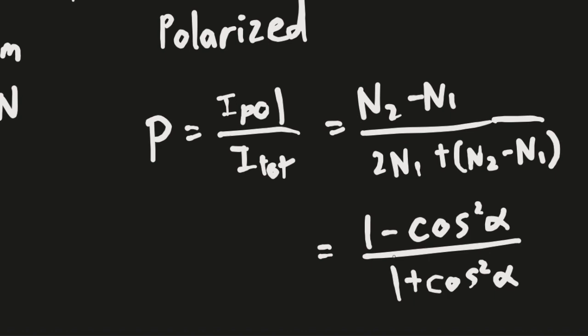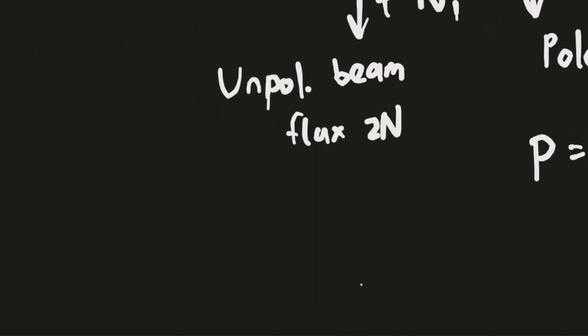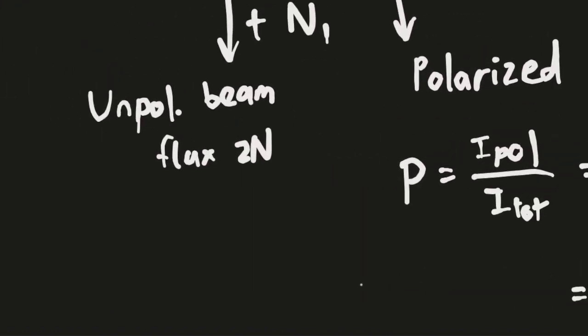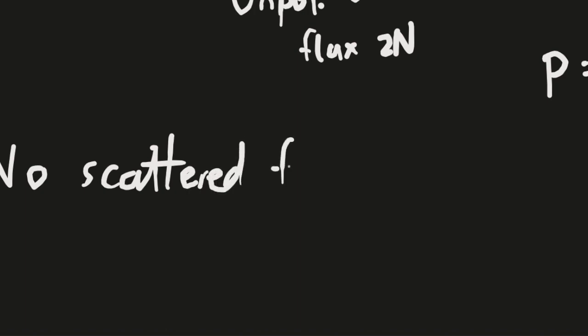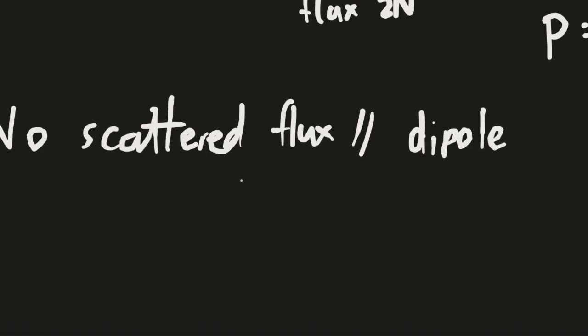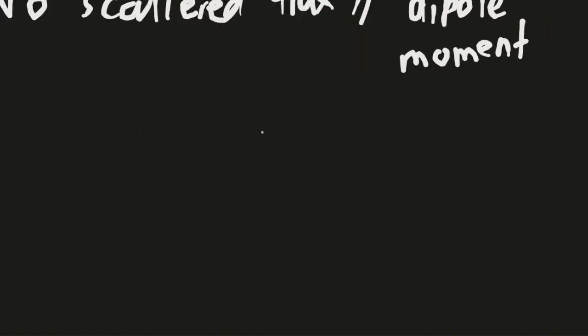So right before we end, we first of all see there is no scattered flux that is parallel to the dipole moment, and this is the induced dipole moment. This is like the Brewster condition.